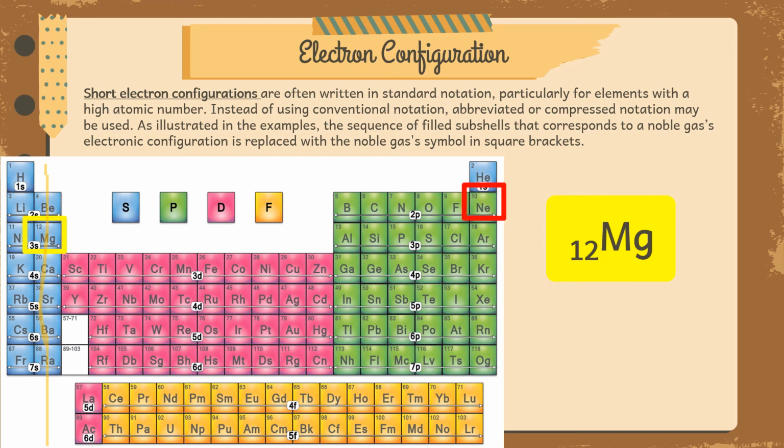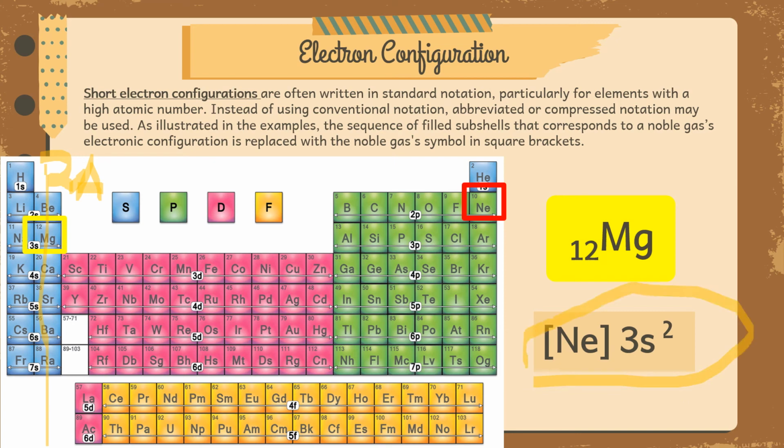So, as you can see, it goes back. Before magnesium, the noble gas is neon. So we will write the symbol for neon inside an open and closed bracket. Now, to indicate the location, magnesium is located on the third energy level and on the S region. So we have 3s. It is included in the 2A group, so the valence electron for magnesium is 2. So the shorthand method for magnesium is neon 3s2.